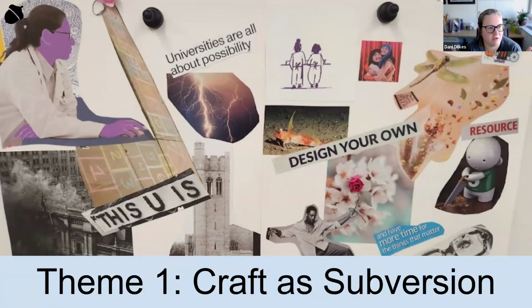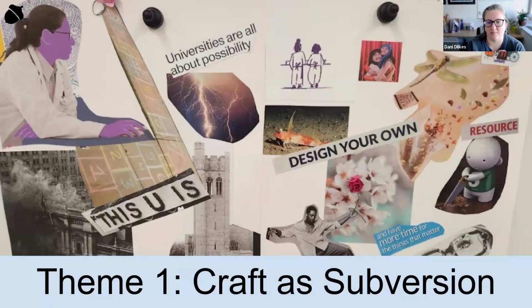So in this image, there's a number of cutouts from magazines, from newspapers, including words and imagery. So some of the words say, "This you is," "Universities are all about possibility," "Design your own," "Resource," and "Have more time for the things that matter." And some of the imagery includes a person with purple skin tone sitting at a computer wearing a lab coat, a burning building, sidewalk chalk in a hopscotch formation, what looks like, at least in a Canadian university, a traditional university tower with a lightning bolt on top of it.